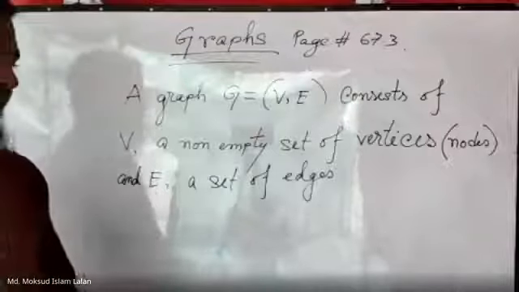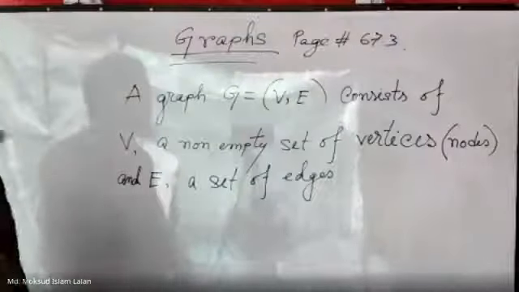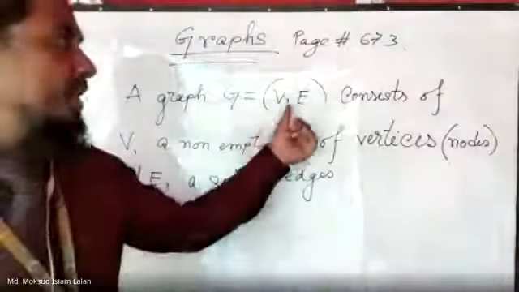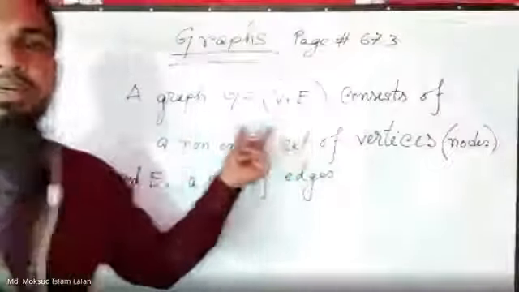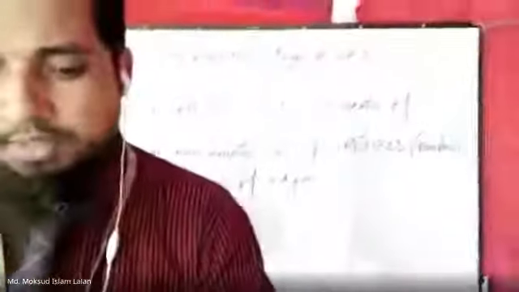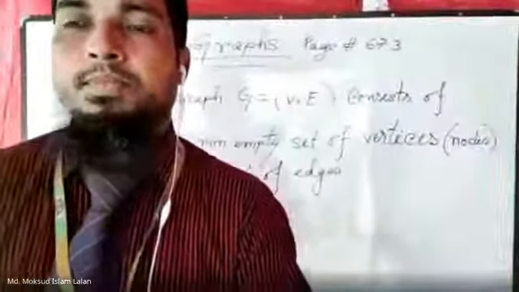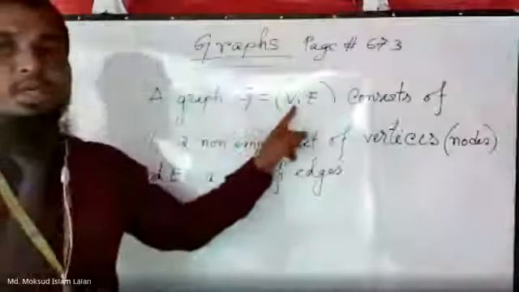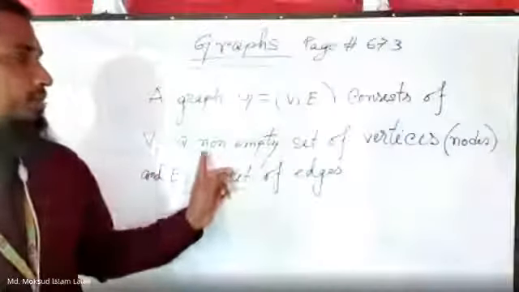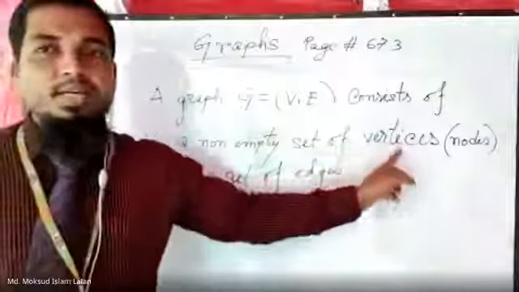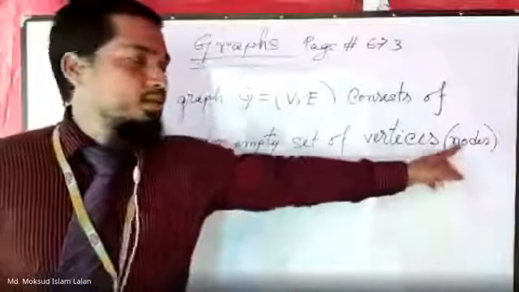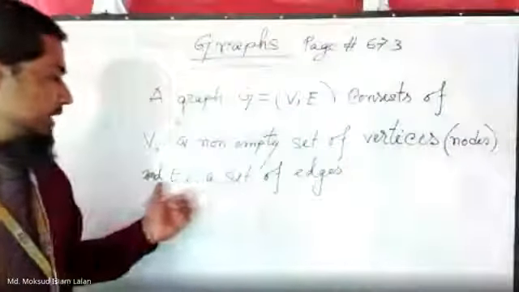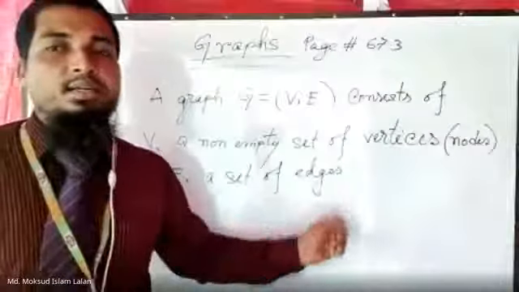This is the simple definition. What is a graph? Actually, a graph is a pair between V and E. So what is V? V is a set of vertices, also called nodes. And E is a set of edges, right?